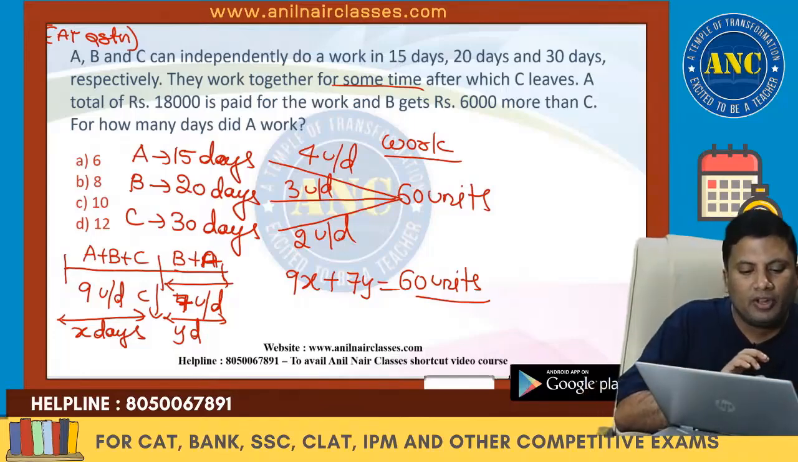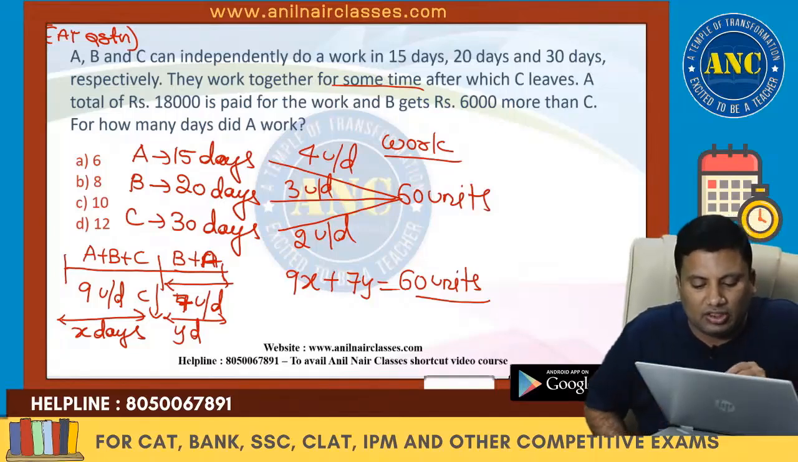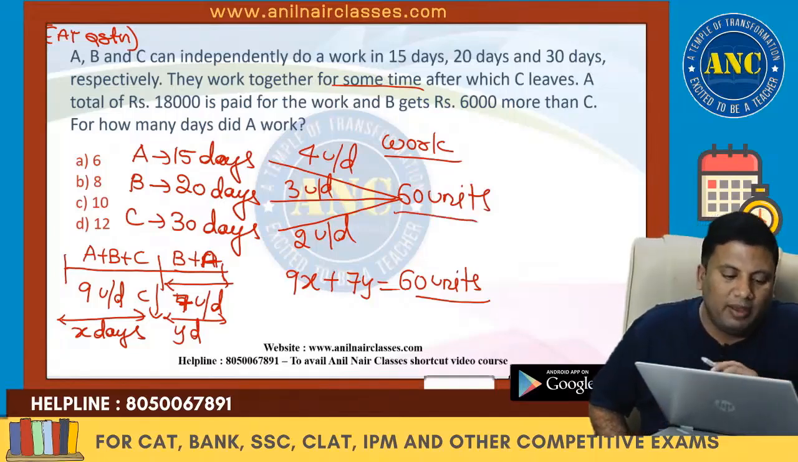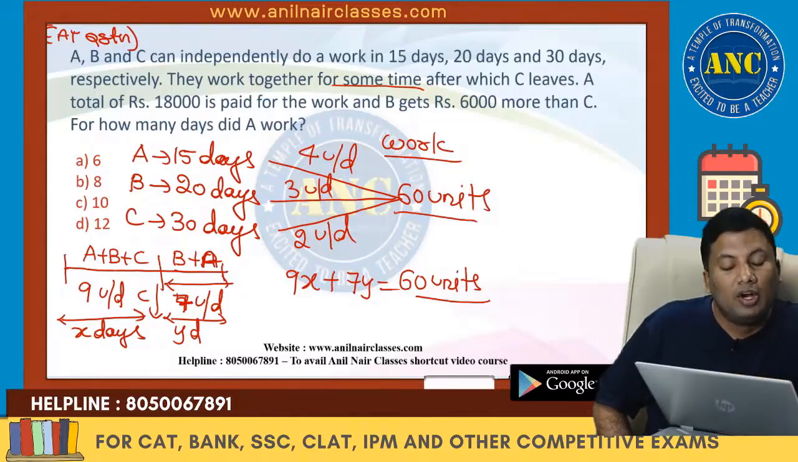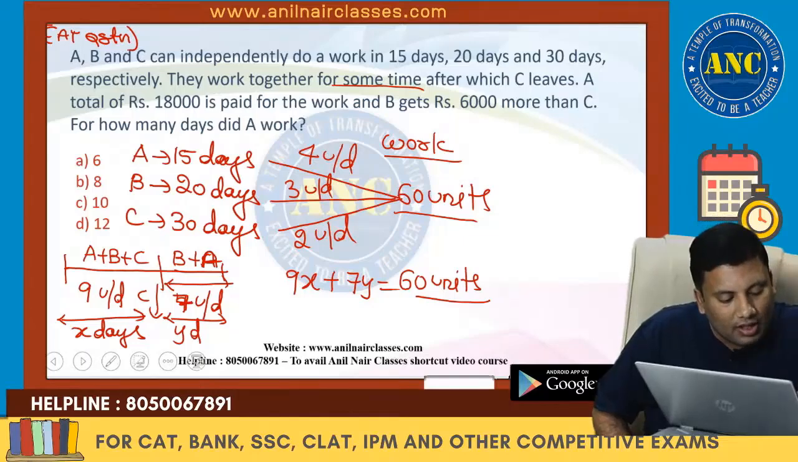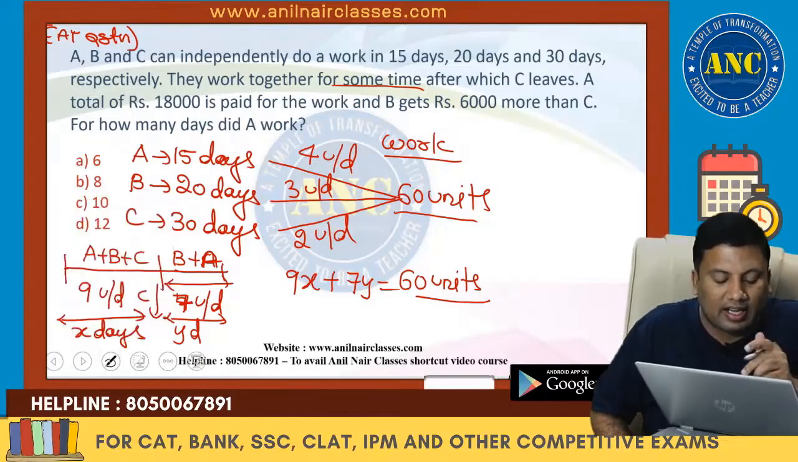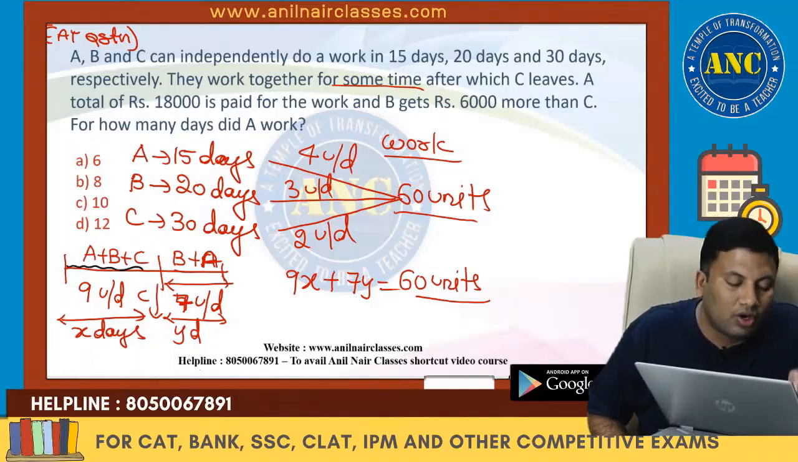Fantastic question, sir. A takes 15 days, B 20 days, C 30 days. Work is nothing but 60 units. A will be 4 units per day, B will be 3 units per day, C will be 2 units per day. They all started doing the work. One day they will do 9 units. How many days they worked we don't know, so it is X. So it is 9x.